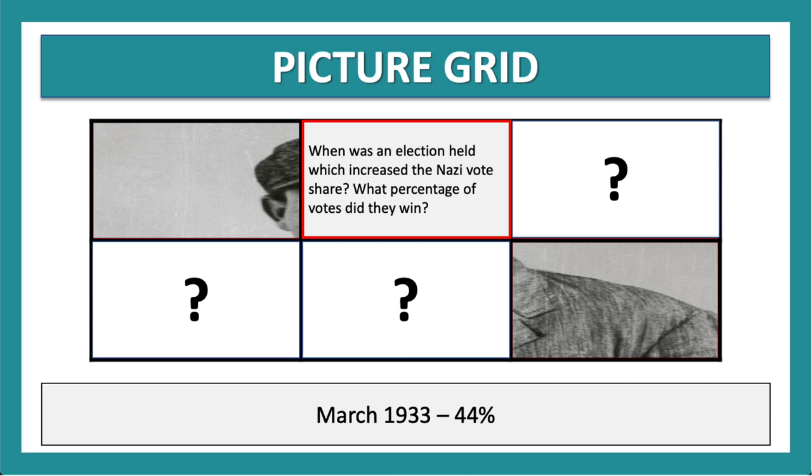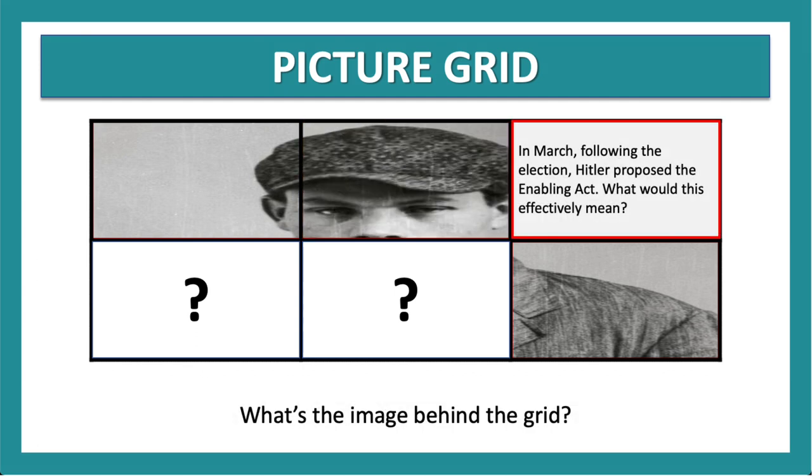Brilliant. Yeah, March 33 and then 44%. So Hitler Chancellor January, Reichstag fire February, quick election in March. And obviously Hitler's use of emergency powers helps him with his campaigning for that March election. Okay, brilliant. Fourth question, please.